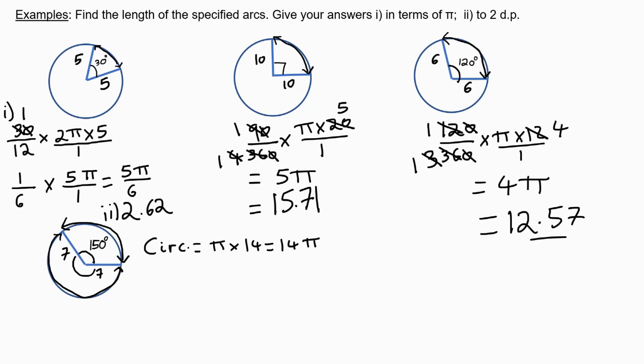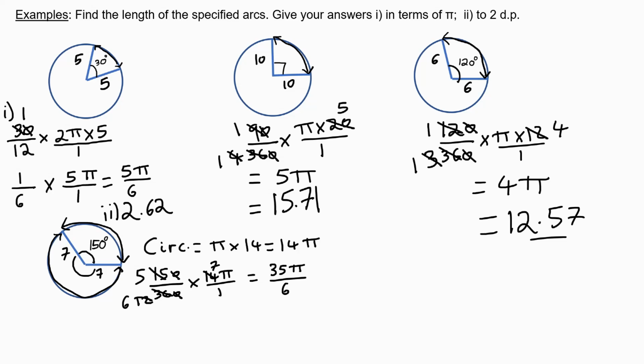And then if I work out the minor arc, that's going to be 150 over 360 times 14 pi. They cancel. 3 into 15 goes 5, 3 into 36 goes 12, 2 into 14 goes 7, 2 into 12 goes 6. So I end up with 5 times 7 pi, which is 35 pi over 6. So I get 35 pi over 6.